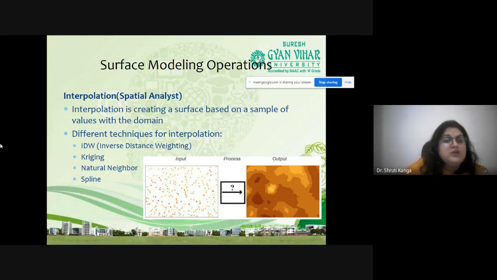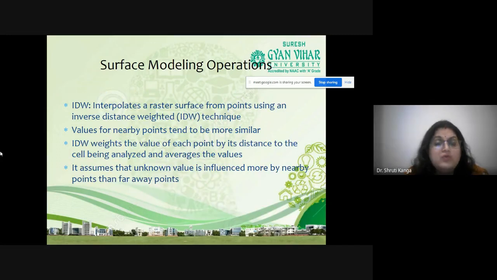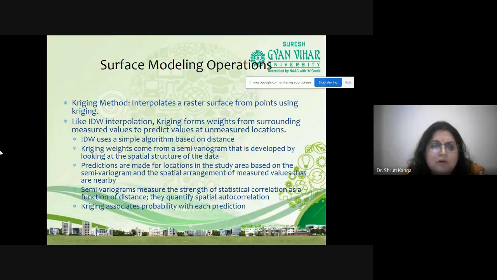Now the interpolation technique creates a surface based on sample values within the domain, and different techniques are there: IDW, which stands for inverse distance weighting, kriging, natural neighbor, and splines. So these are the different interpolation techniques through which we can create interpolations.